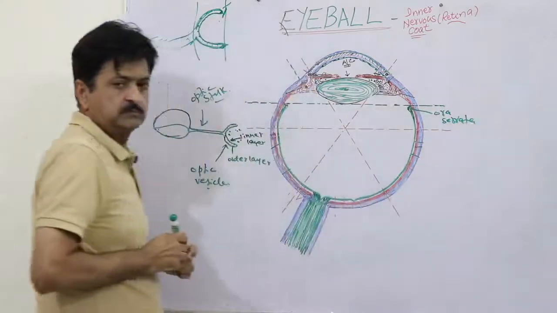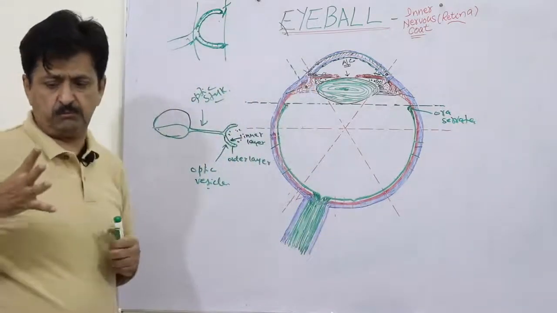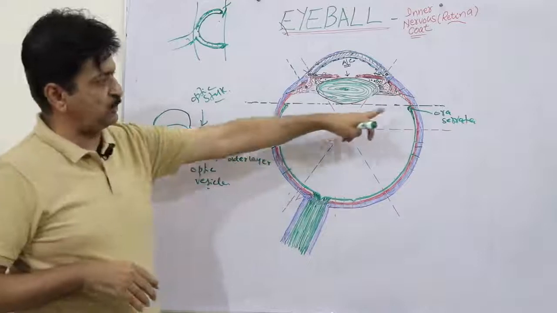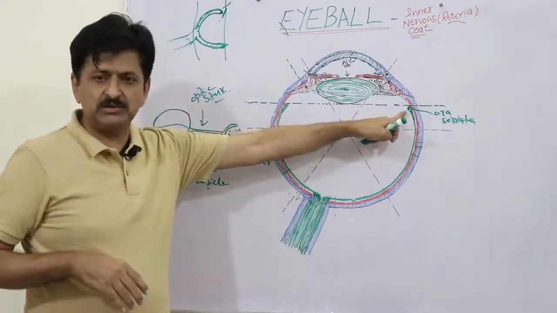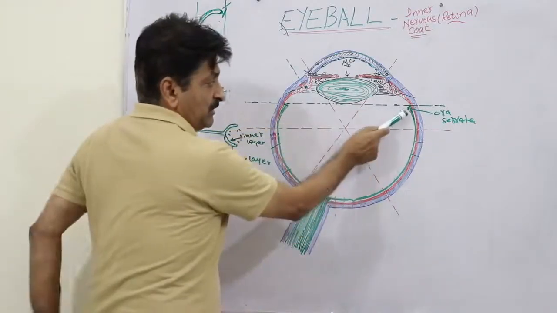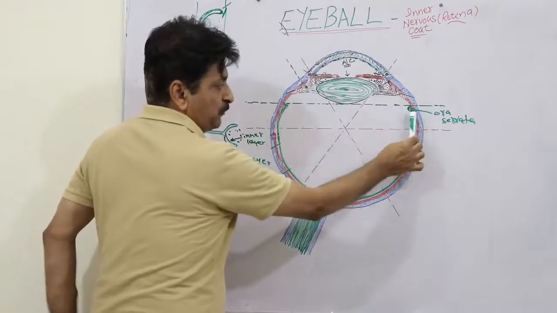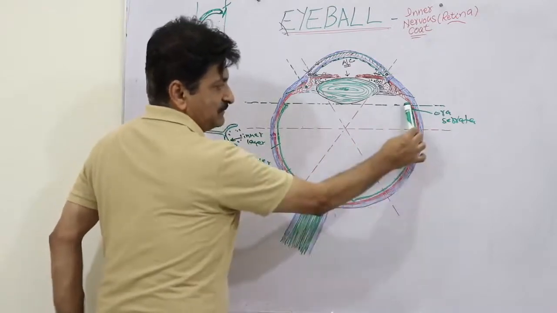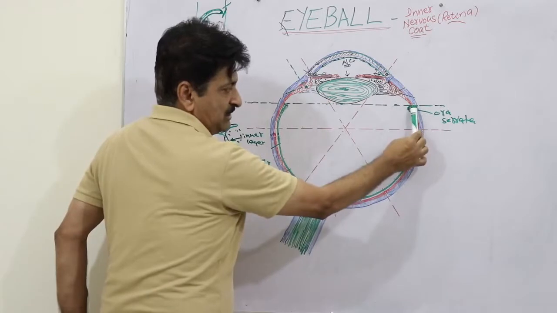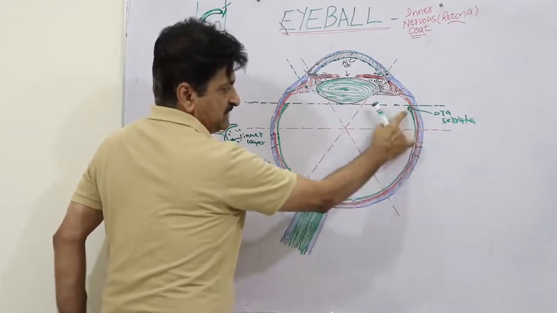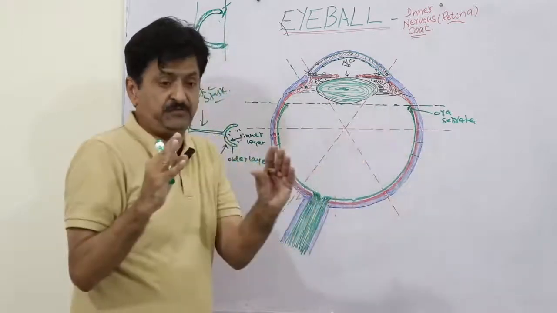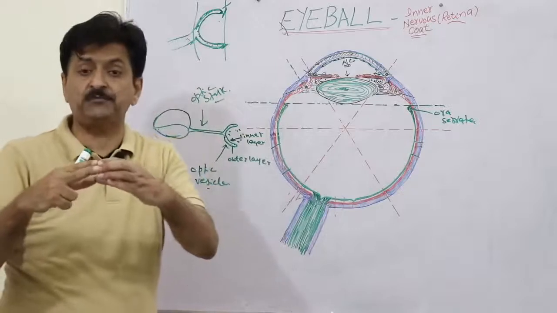Serrated means having pointed digitations here. This is called the ora serrata. Ora serrata is actually the spot where there is a sudden transition of the photosensitive layer into the pigment layer. You see, here is a bending, the bending between the two parts of the retina.